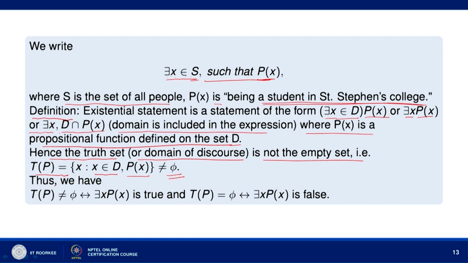So, we can say the following: T p is not equal to phi if and only if there exists x, p x is true, and T p is equal to phi if and only if there does not exist x such that p x is true. Because if there does not exist any x belonging to D for which p x is true, then T p will be equal to phi. So the truth set of p is equal to phi if and only if there does not exist x such that p x is true.